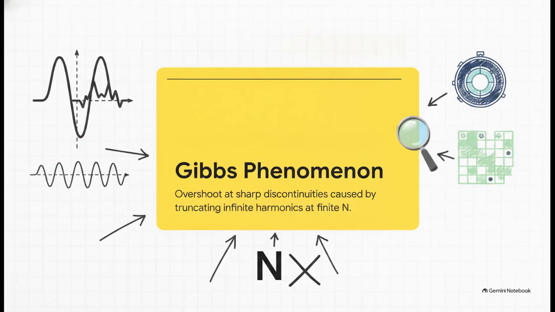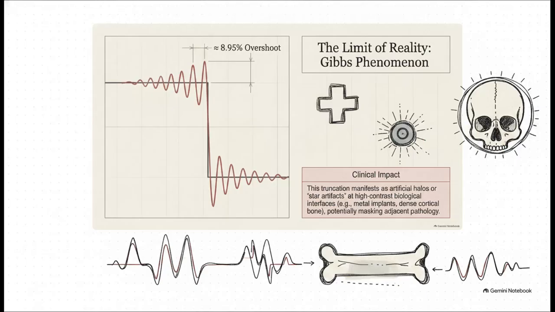But, nature doesn't just hand us infinite high frequencies to play with. Our real-world equipment, things like physical collimators or digital matrices, forces us to truncate or cut off those infinite frequencies at a finite number, which we call n. And this limitation forces us to confront the Gibbs phenomenon, which is a very strict mathematical limit of reality. The mathematical limit of this truncation actually guarantees a strict overshoot of exactly 8.95% at any sharp discontinuity. No exceptions. Now, increasing our n makes the ringing narrower, sure, but it never decreases the height of that overshoot.